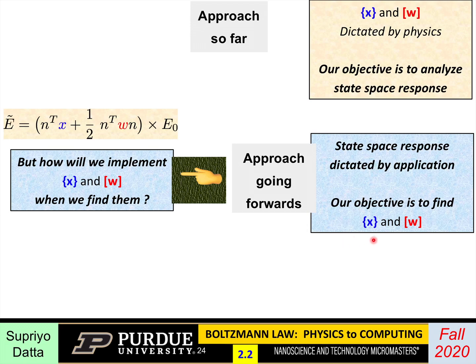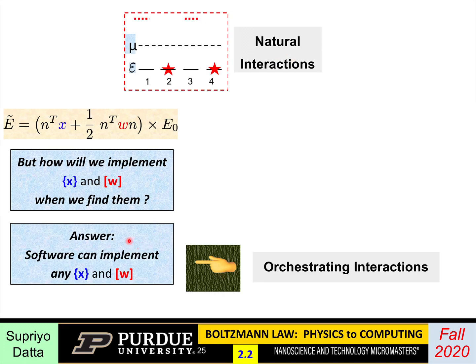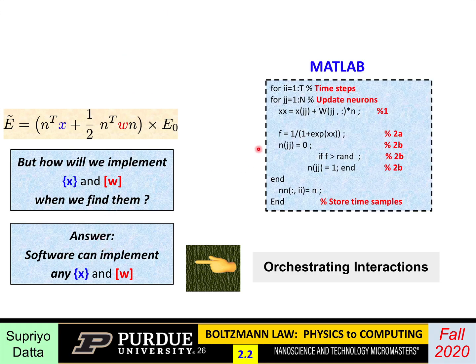But then you might ask, supposing you have figured out x and w, how will you implement them? Previously, that's what nature gave us. Nature had already implemented it for us. Now it's up to us to implement it. So the answer is, if you're doing all this in software, the natural interactions of course come from the physics. But when you're implementing all this in software, we can implement any x and w. For example, as I mentioned, in this method you often write a MATLAB code or a Python code to simulate all this. So there will be a line which says, this is how you use the x and w to figure out the next state of the neurons. Well, you can put in any x and any w you want, right? Because in software, it has nothing to do with any external physics. We are not restricted by the physics of anything.